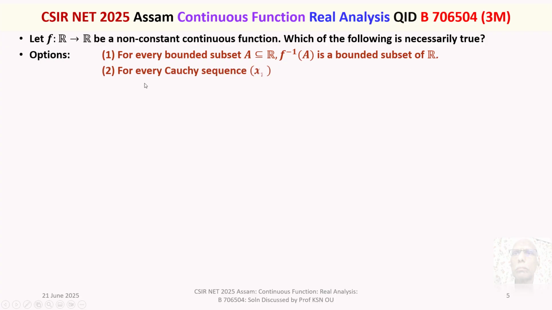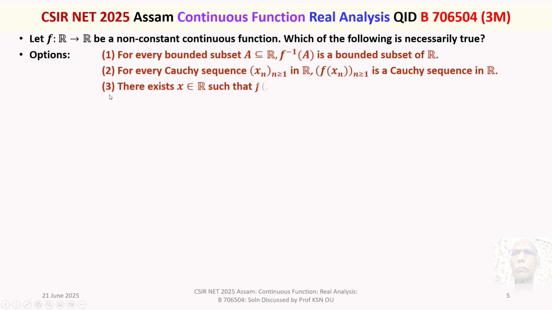Option 2, for every Cauchy sequence Xn, n greater than or equal to 1, in R, the image sequence f of Xn, n greater than or equal to 1, is a Cauchy sequence in R. Option 3, there exists an x belongs to R such that f of x is equal to x. Option 4, there exists x belongs to R such that f of x is equal to 0.